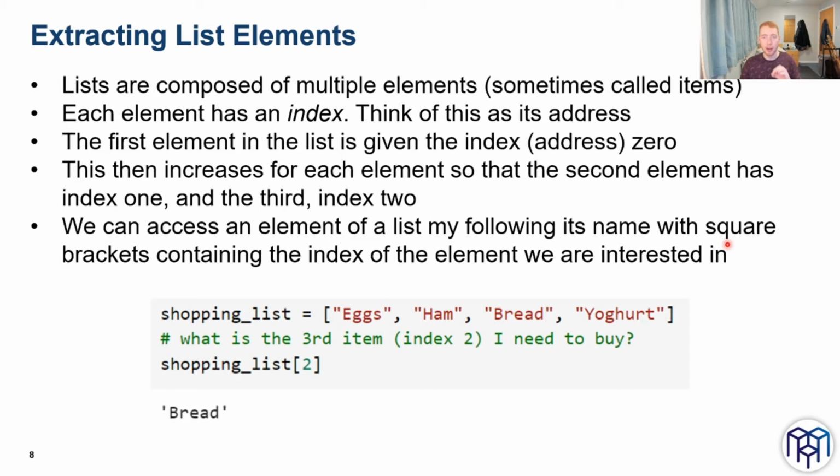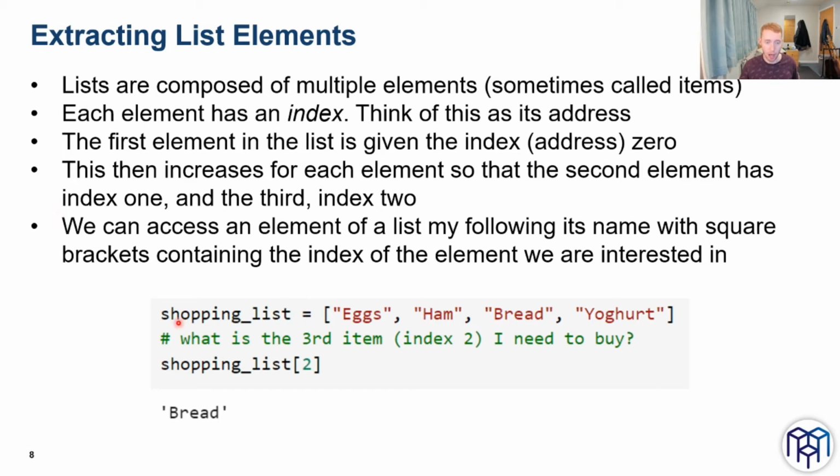But the difference between real house numbers and these indices for lists is that the indices in Python start at 0. We start from 0. The first house, the first element, has number 0, and then from there we simply increase going upwards. So the second one will have index 1, the third one index 2. We can then access an element from a list by using square brackets and the index, so the address of the element that we want.